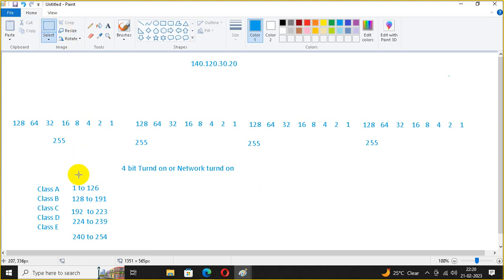Clear? Is that clear? Yes. Okay. Do not forget this range of IP address. What about the 255? It's a broadcast. I am telling you the range. It is not broadcast, it's a range, classes of range. Whenever it is 255, then network bit turned on.